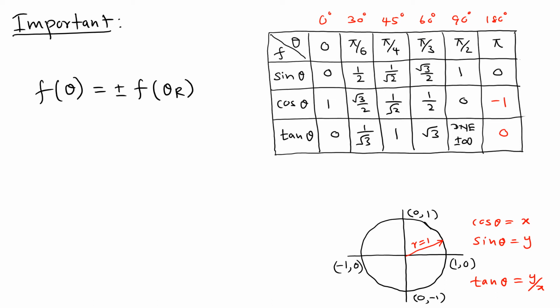You can see that the sign we're going to find using the ASTC argument that we discussed earlier. The ASTC argument gives you the sign, and then to find the trigonometric function value at the reference angle, we're going to use the table on the right. So this part simply comes from the table.